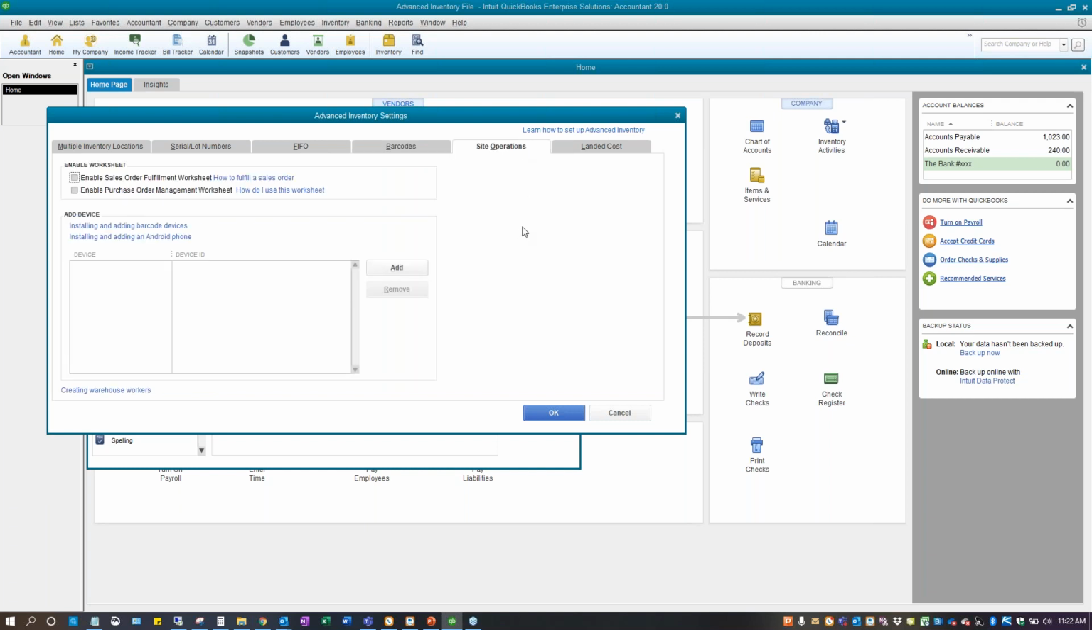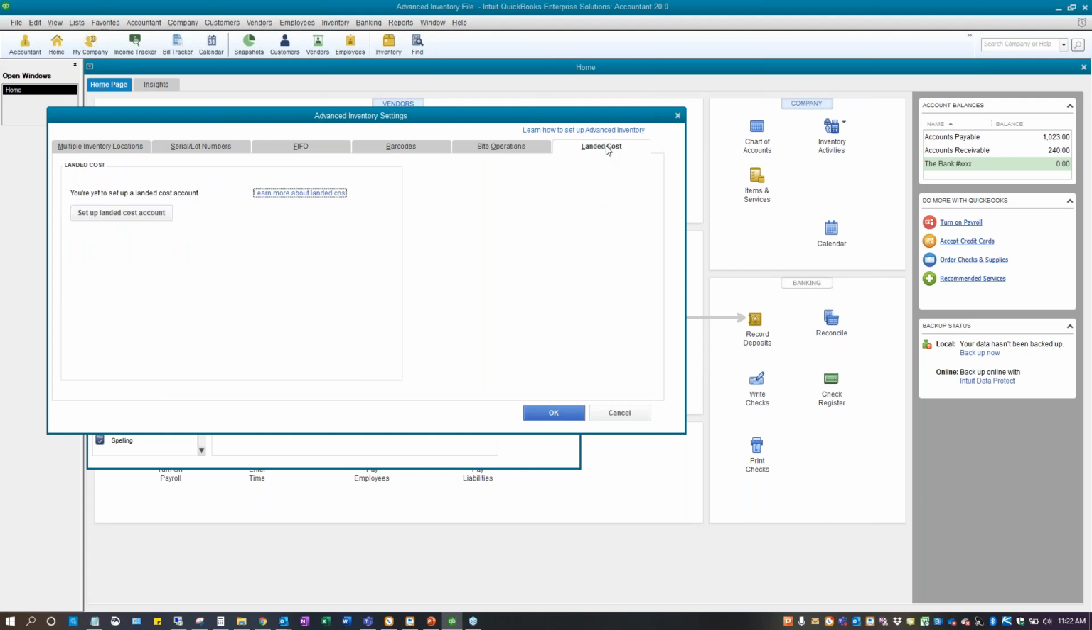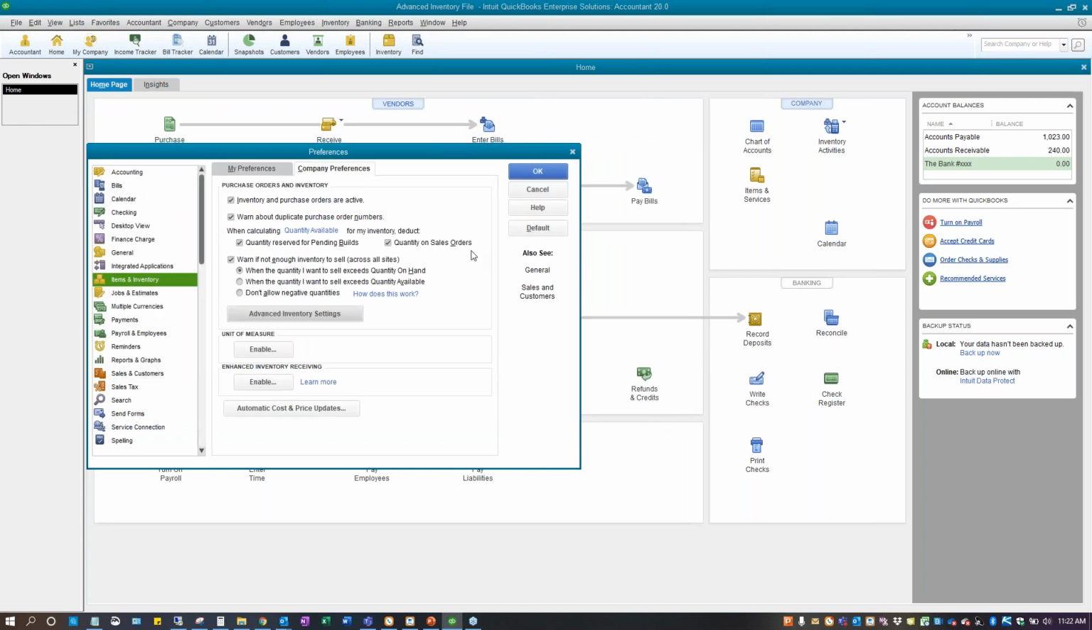This is the new site operations fulfillment that came with advanced inventory a few years ago. And there's also now a landed cost account, which I'm not going to talk about. We just don't have enough time, but we can always discuss that at a later time. So those are some things that you need to do on that.